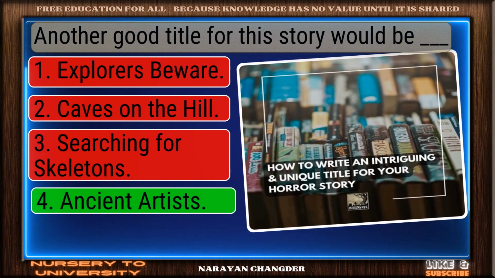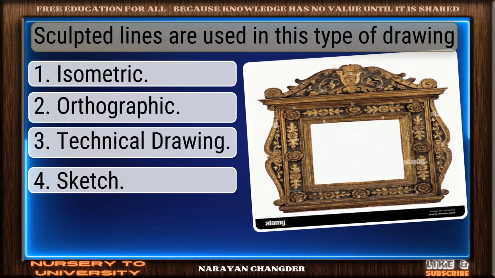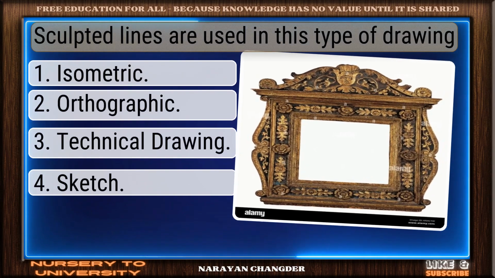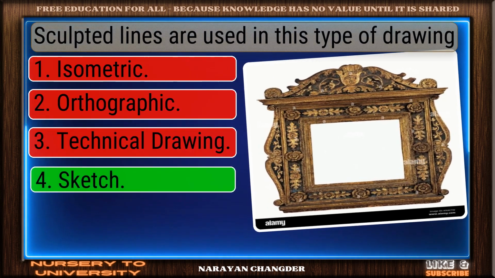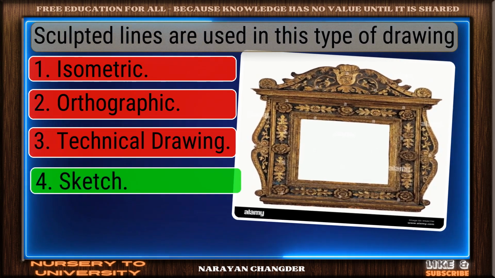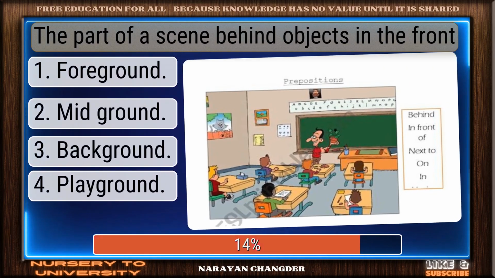You got it. Your choice, ancient artists, is right. Sculpted lines are used in this type of drawing. Perfect. Sketch is the correct choice. The part of a scene behind objects in the front.